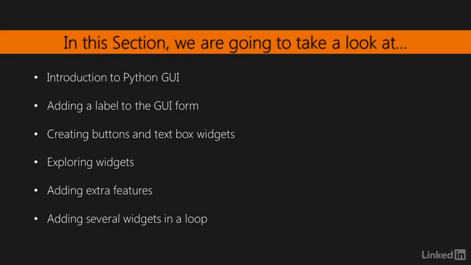In this section, we're developing our first GUI in Python. We will create a working GUI application that consists of labels, buttons, text boxes, combo boxes, check buttons in various states, as well as radio buttons that change the background color of the GUI.